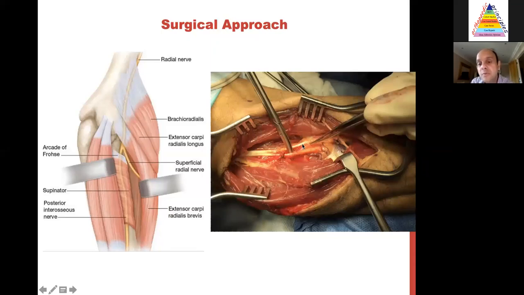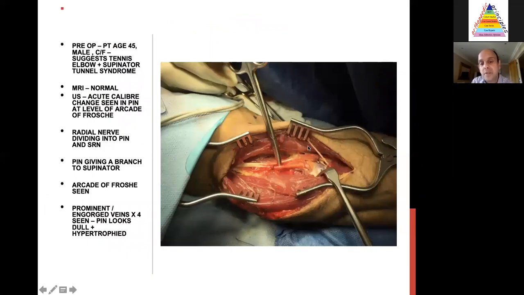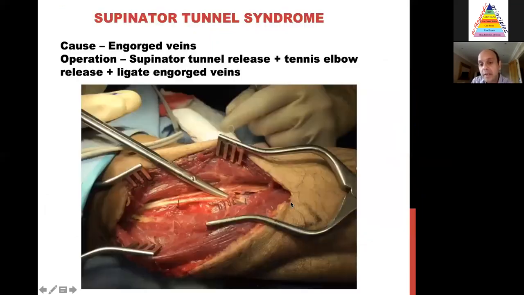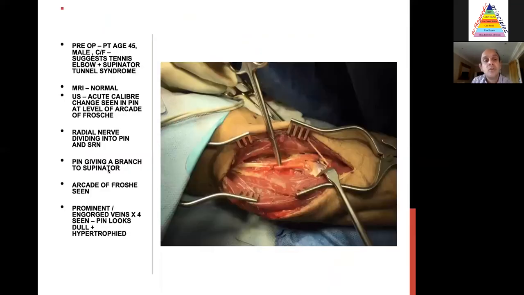But compare your superficial radial nerve to your PIN. The PIN looks a bit big, looks very dull. And look at this fellow here, two big veins. And if I show you the next slide, before I tell you the history, you can see four very engorged veins. And this was the reason why this patient had a PIN entrapment, if you like, a pressure on the nerve. So this guy was Afro-Caribbean, I remember him well.